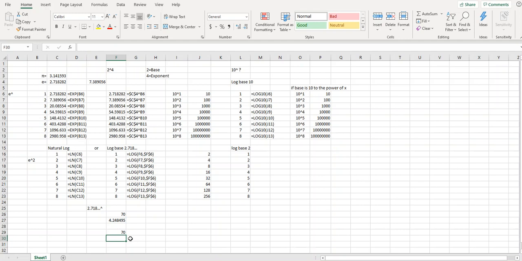So all we're doing is just describing a relationship between the value that we observe, the base value, and the exponent that gets us to that observed value. So hopefully that helps.